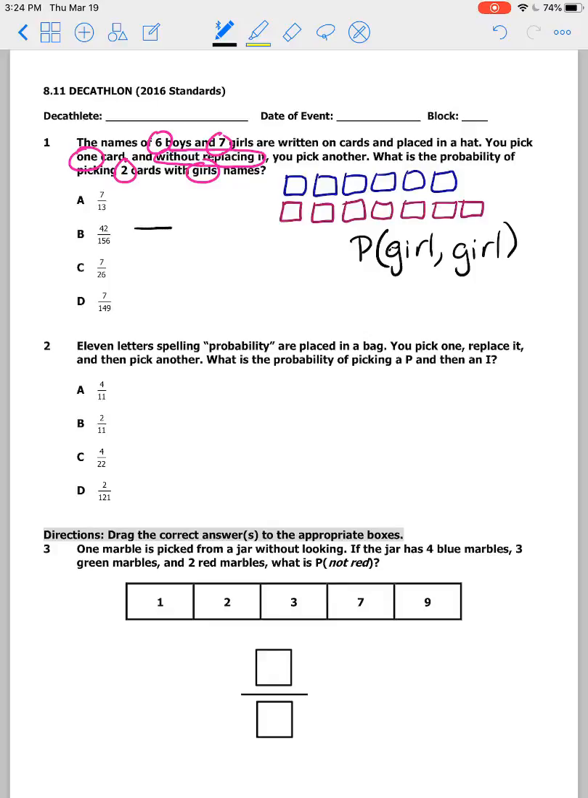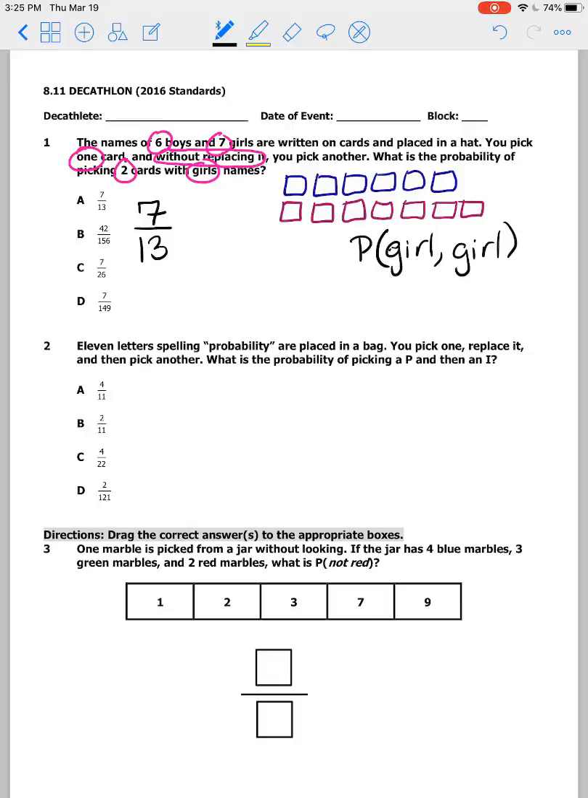Well, we know that probability is written as a ratio, and the top should be our intended outcome. It's what we want. So since we want a girl's name, we know that there are 7 girl names available. Now, the bottom of our ratio is how many total outcomes there are. Well, there are 1, 2, 3, 4, 5, 6, 7, 8, 9, 10, 11, 12, 13 total cards. So there are 13 total outcomes.